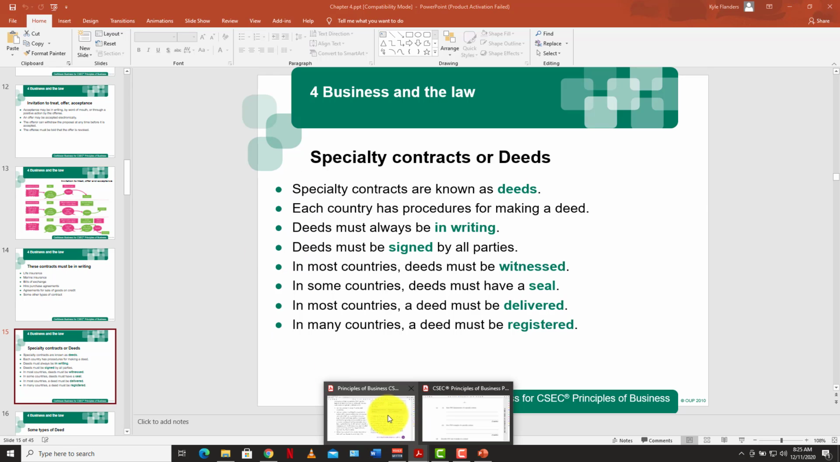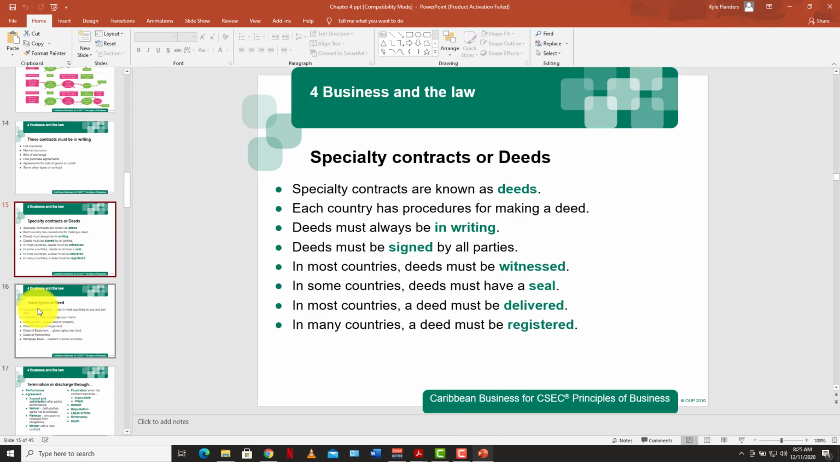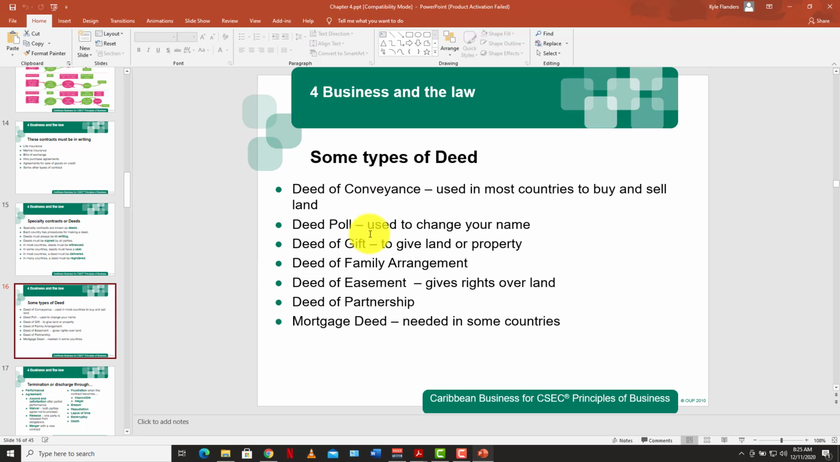And then the next question asks us, give two examples of a specialty contract. Two examples of the contract. And so we have contracts such as those for hire purchase. That's a specialty contract. That's an example of one right there. Contract to give land or property. Deed of gift. Contract to give land or property.